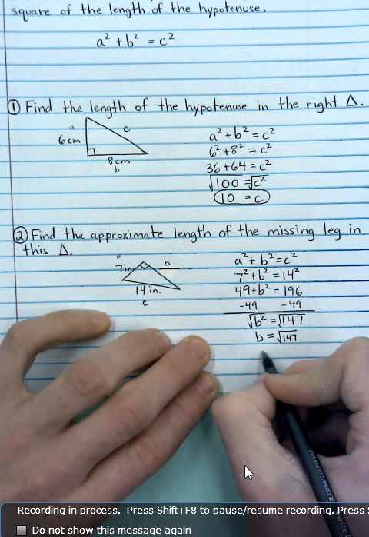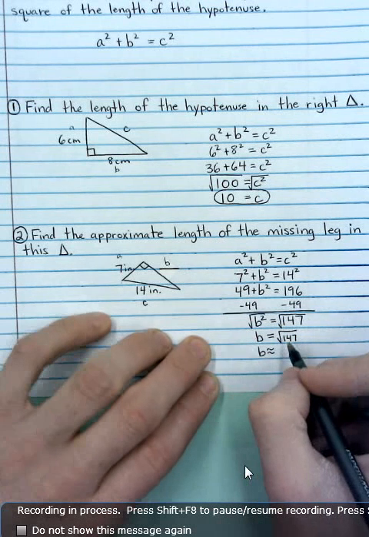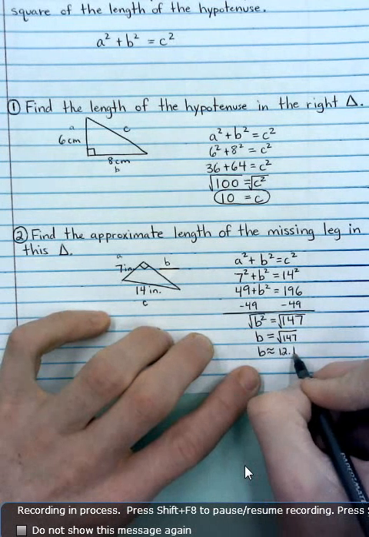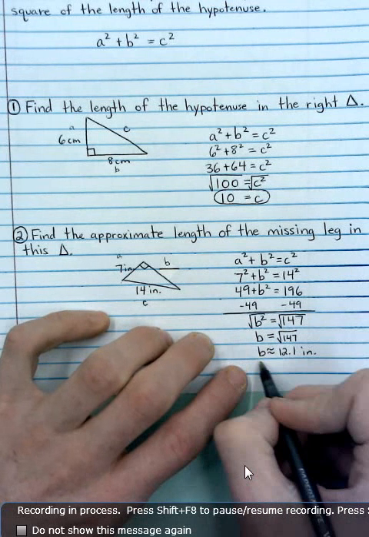Or you could also say b is approximately 12.1 inches. Either one would be just fine.